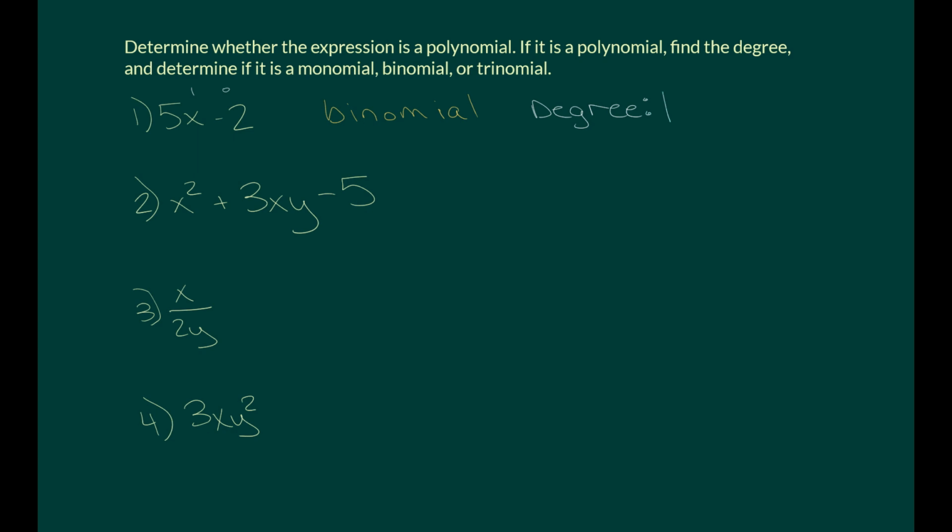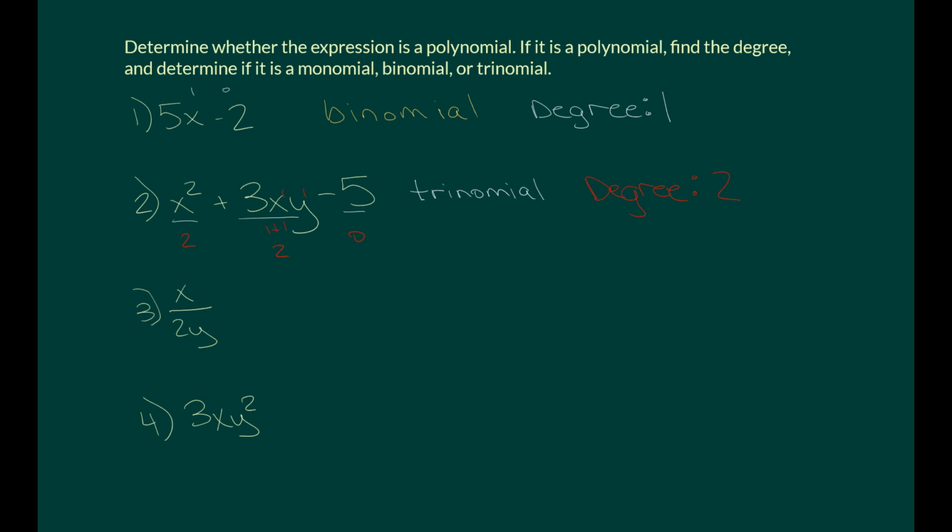In the second problem, we've got 3 separate terms, so that is a trinomial. Let's look at the degree of this one. The degree on the x is 2 because it's x squared. In this term, the x and the y both have an exponent of 1, so 1 plus 1 is also 2. The 5 doesn't have a variable, so its degree is 0. We pick the highest degree monomial, and if it's a tie, we just say whatever that is. So this has a degree of 2.